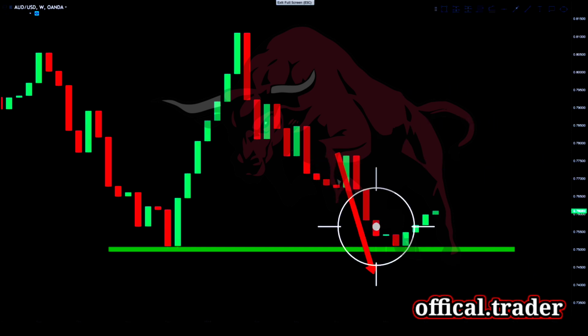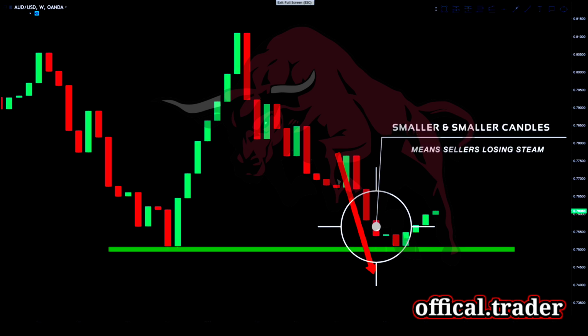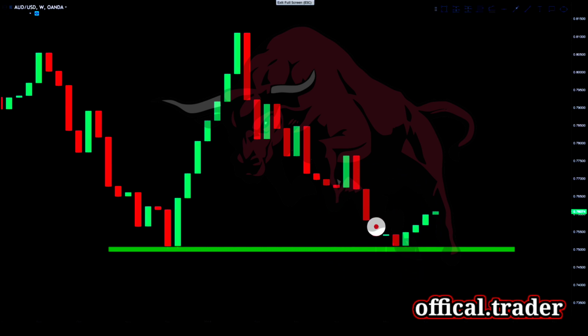So when approaching support, what these smaller and smaller candles show is that the sellers and people shorting the market are losing steam. Meaning, some sellers might be taking profit as they notice this level of support, which causes these smaller candles. So let's jump to another example.